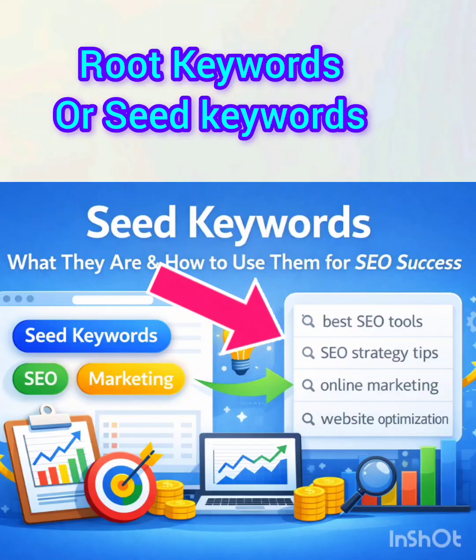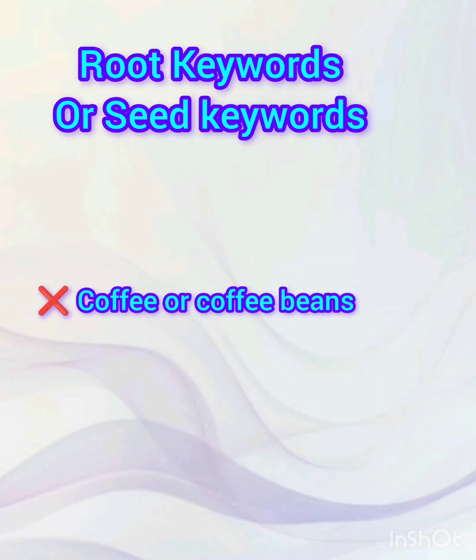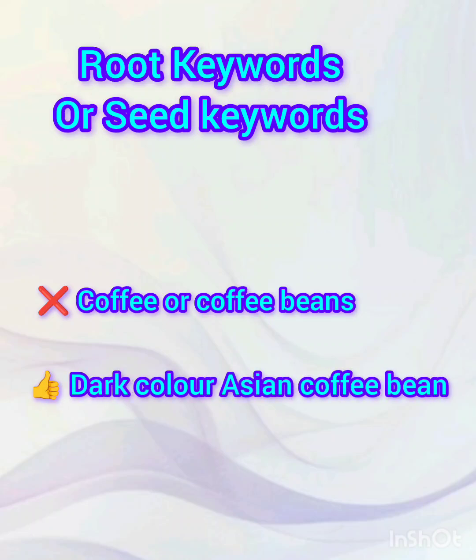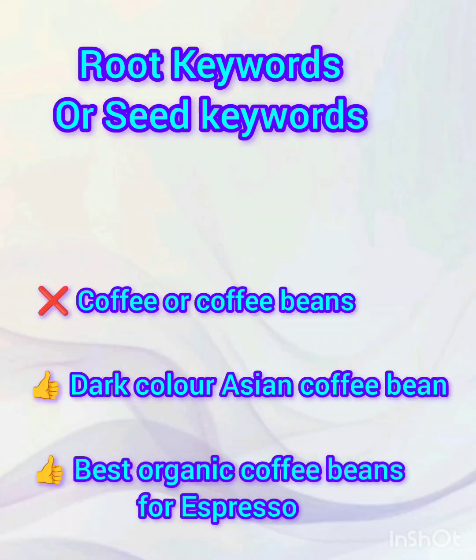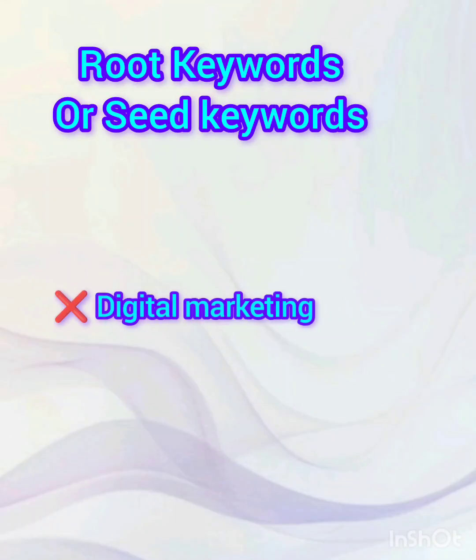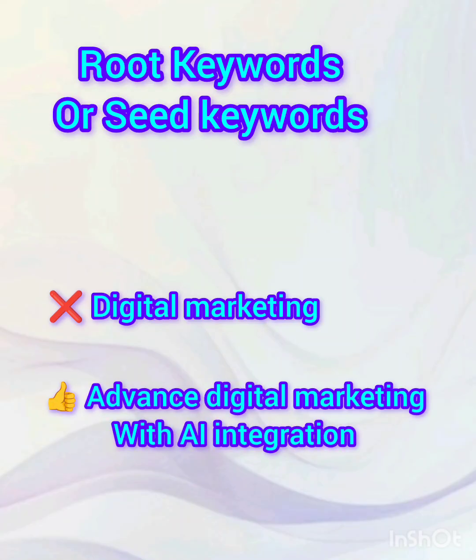For example, coffee or coffee beans. They are 2 words, very competitive, very generic. So instead you can use dark roasted Asian coffee beans, or coffee beans for coffee lovers. You can say the best organic coffee beans for espresso. Similarly, digital marketing is a very generic keyword. Instead you can use advanced digital marketing with artificial intelligence integration, or learn digital marketing with new techniques.